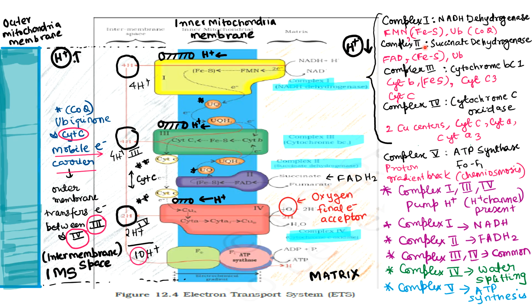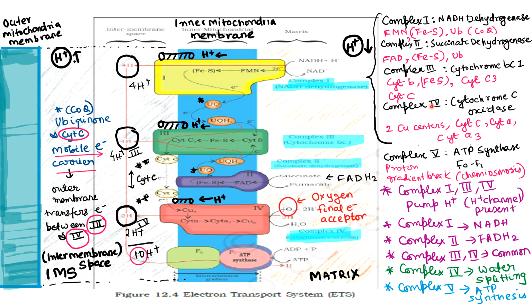Okay, now complex 1 is called the NADH dehydrogenase complex, and it is made up of FMN and an iron sulfur unit. Also ubiquinone is present. Ubiquinone is also called coenzyme Q. Now complex 2 is also called the succinate dehydrogenase complex, and it is made up of FAD and your FeS or iron sulfur unit.